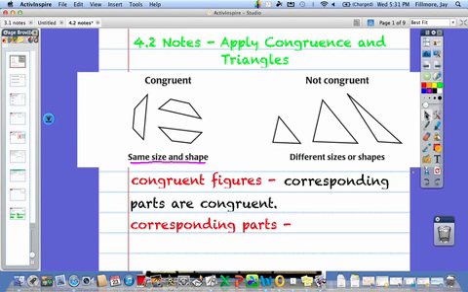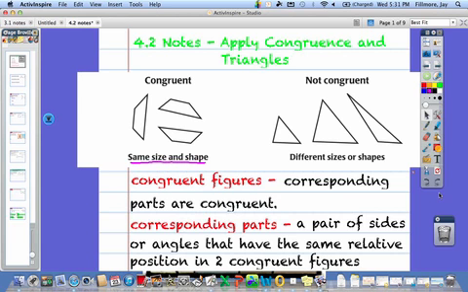So you may ask yourself, Mr. Fillmore, what are congruent parts? I'm glad you thought that question. Here's the answer. It's a pair of sides or a pair of angles that have the same relative position in two congruent figures. So for example, with these two figures, if I were to choose this small angle down here, that's congruent to the small angle over here when it's rotated, or over here when it's rotated.